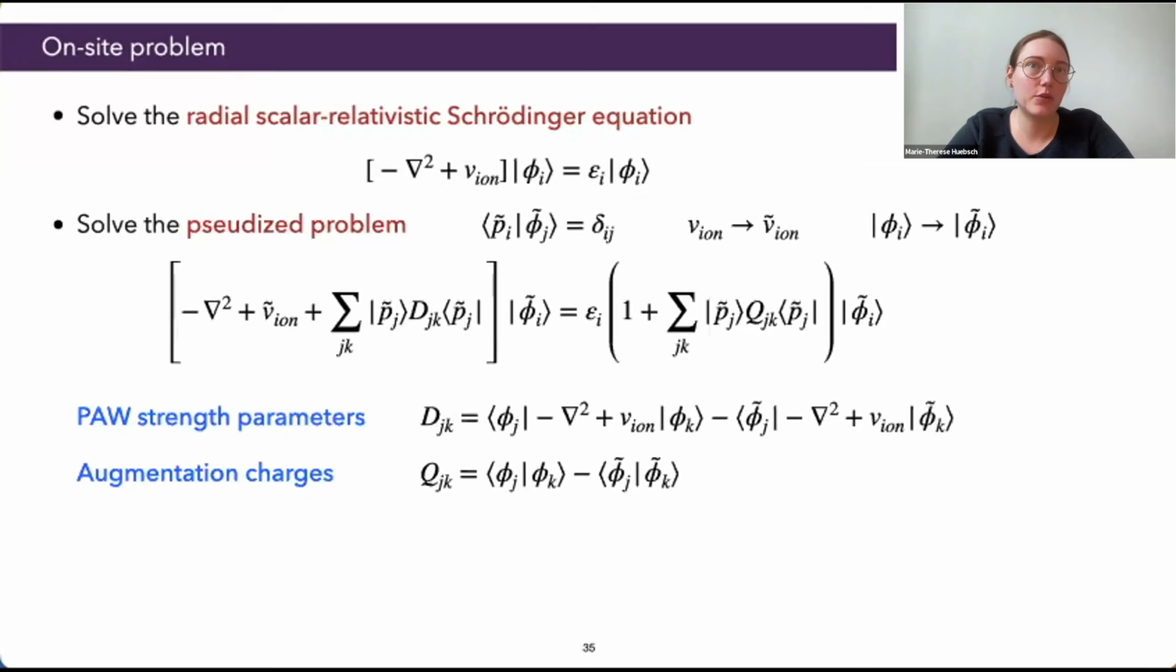There are two new quantities here. One is the PAW strength parameter, and the other is the augmentation charge. As you see, they account for the difference between the real problem and the pseudized problem. So in the end, the eigenvalue spectrum for both equations, they are identical.